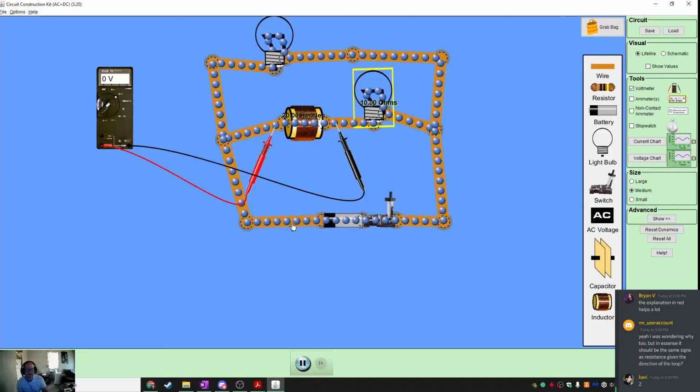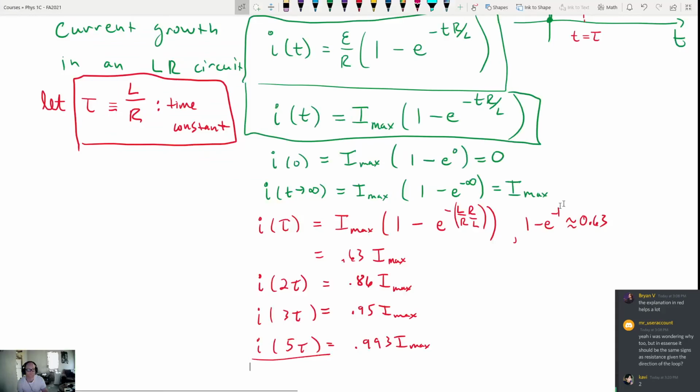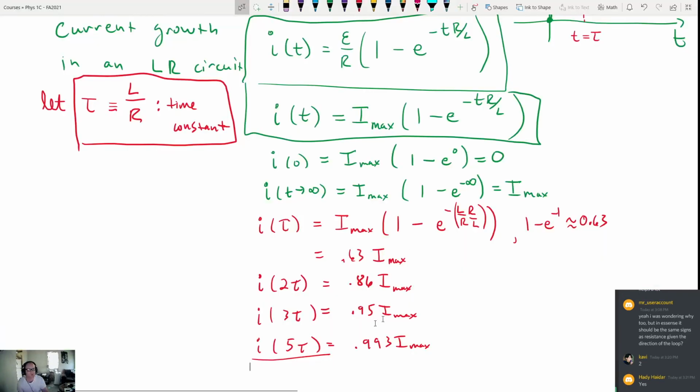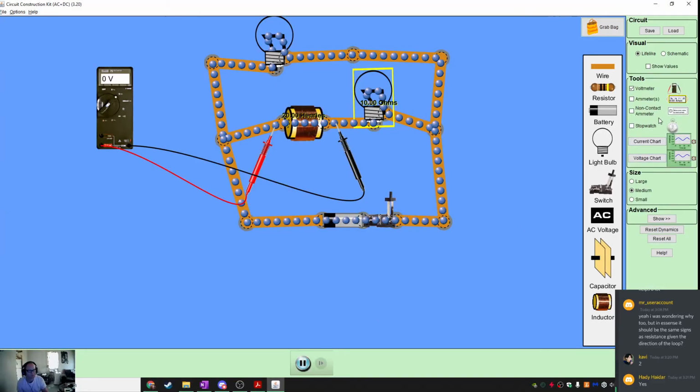So you all told me that here, if I have L equal to 20 and this equal to 10, we get a value of 2 seconds. So if we take 2 seconds, that's this number, and we multiply by 5, it should be 10 total seconds that it takes for the current to reach maximum value. Let's see if that is true. We can actually throw a current chart on here to tell us if that's true or not. So let's drop it on there. Let's see if, in fact, it takes 10 seconds to reach max current.